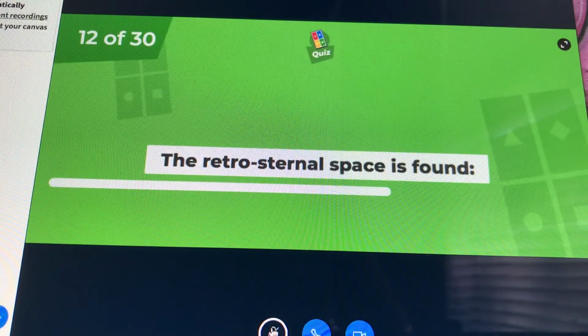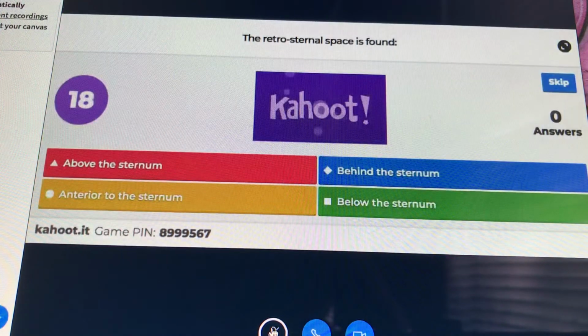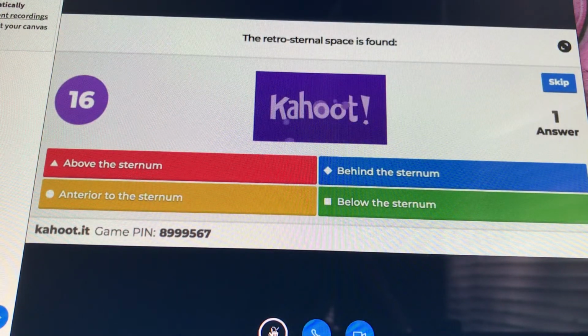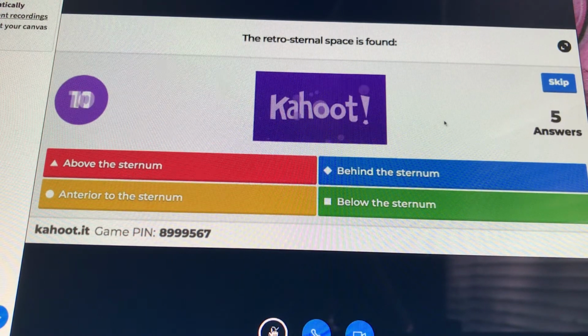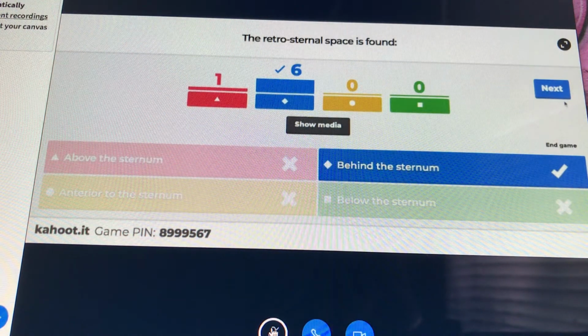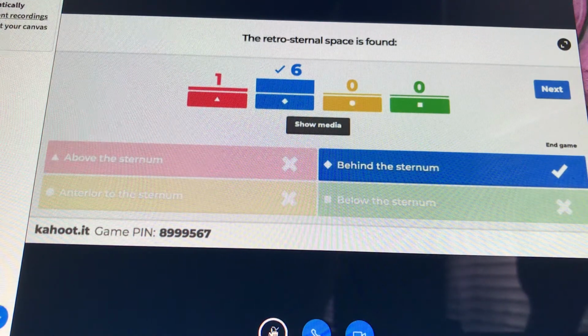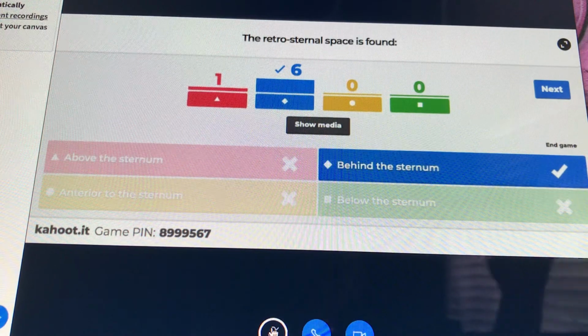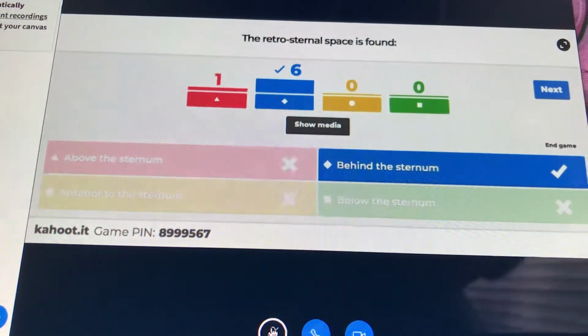The retrosternal space is found behind the sternum. So the space above the sternum would be known as, you have a notch there. Suprasternal? Yeah, suprasternal notch. Super meaning above.